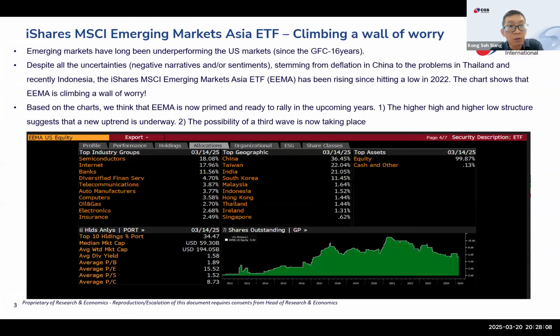Today I'm just going to talk about emerging markets in Asia, so basically mostly just China, Hong Kong. Firstly, we're going to look at the ETF of the MSCI emerging markets in Asia, basically what countries make up this ETF. You can take a look at what is on Bloomberg. It says there's top geography. It has China, Taiwan, India, South Korea, Malaysia, and so on.